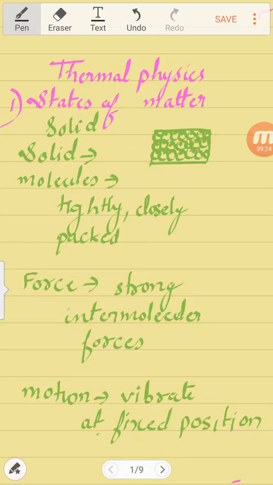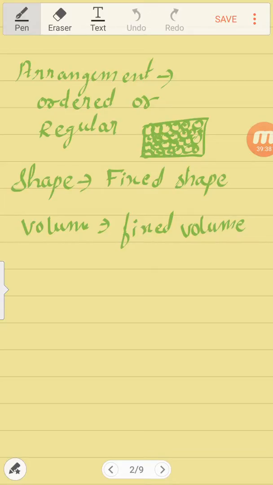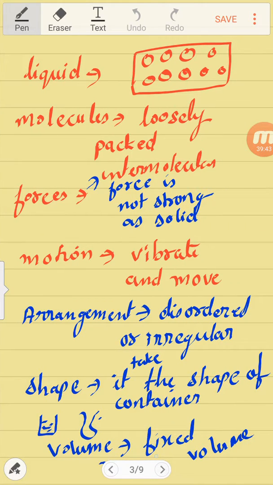Again I am repeating, in solid, molecules are tightly or closely packed, and the force is intermolecular force, which is strong here, and the motion is vibration at a fixed position. Arrangement is ordered or regular. Shape is fixed, volume is fixed. In liquid, molecules are loosely packed, and the intermolecular force is not as strong as in solid. Motion: they vibrate and also move. Arrangement is irregular or disordered.